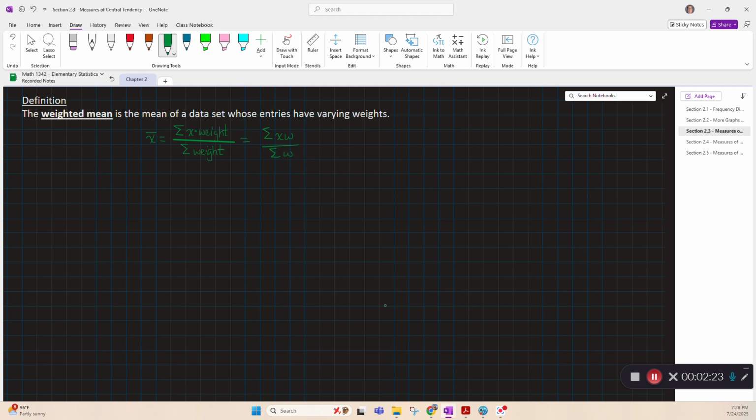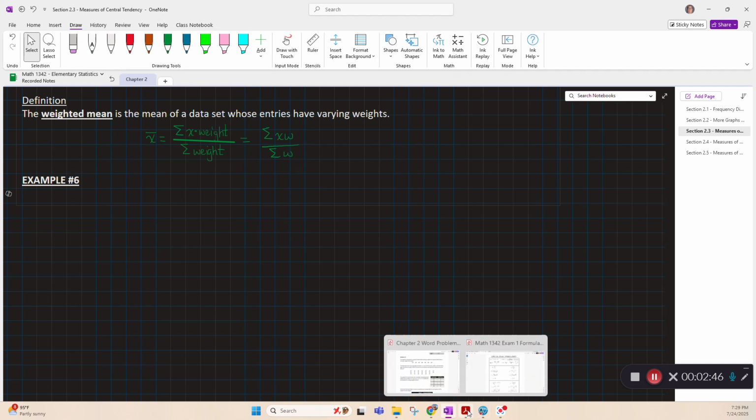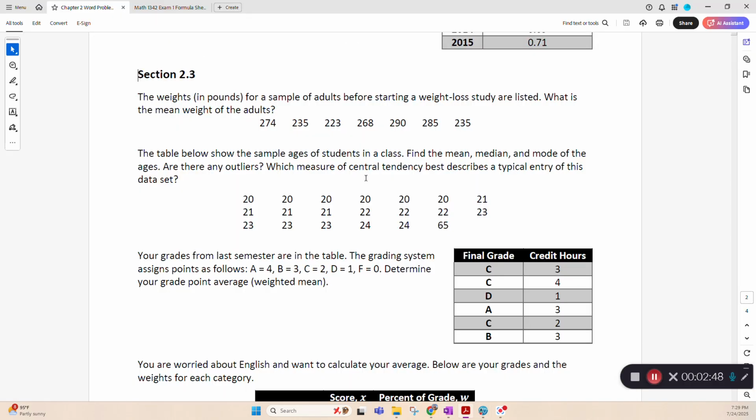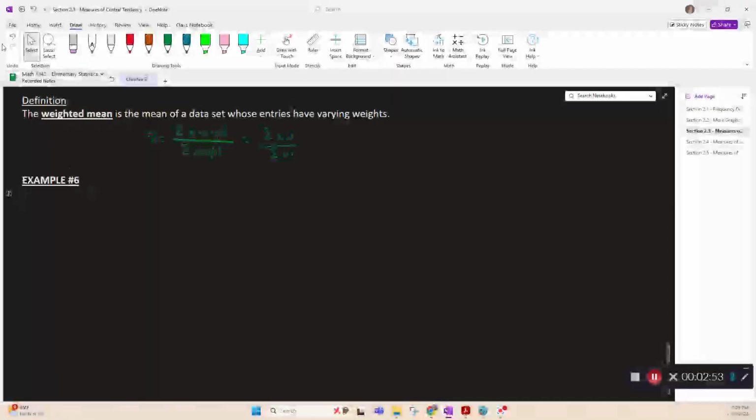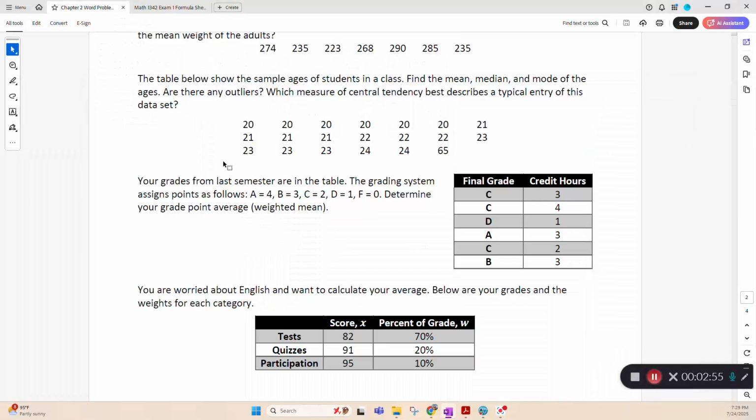Okay, so let's look at an example, shall we? We're going to start calculating grades. This is the application of weighted mean that you're familiar with, because y'all are all wondering, what's my grade? How can I calculate my grade? Here you go. This is how you do it.